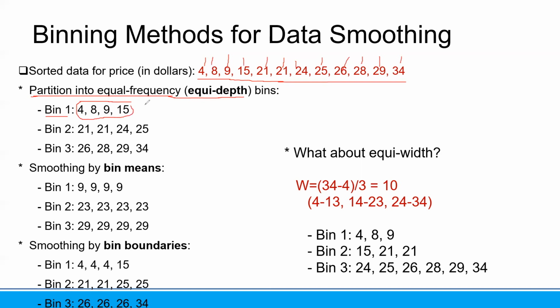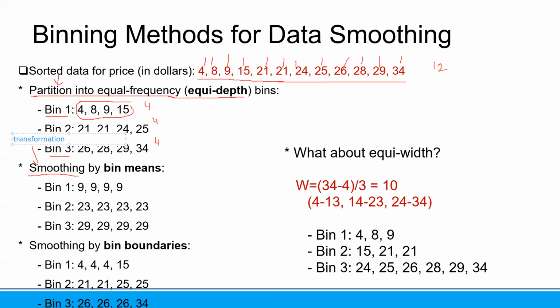So in bin 1, there will be 4 elements. In bin 2, there will be 4 elements. And in bin 3, there will be 4 elements, because we know that there are 12 elements in the row. If we are doing the smoothing, this is the partition. If you take a look at the previous chapter, this is the transformation. One of the transformations is smoothing.